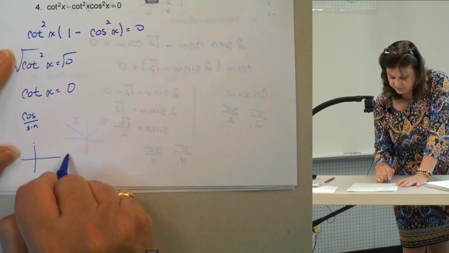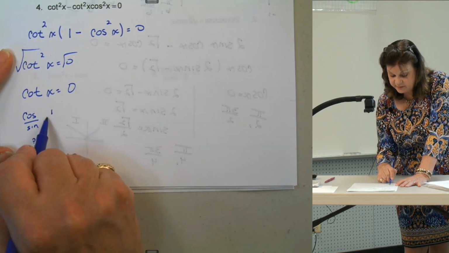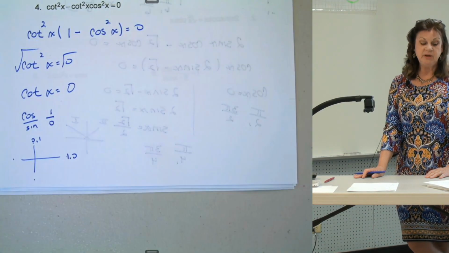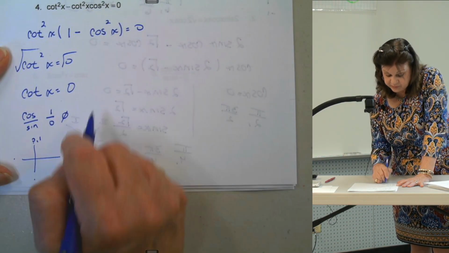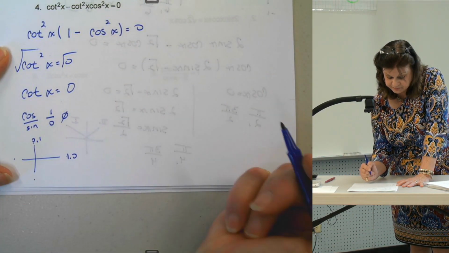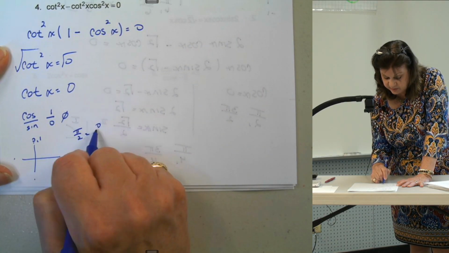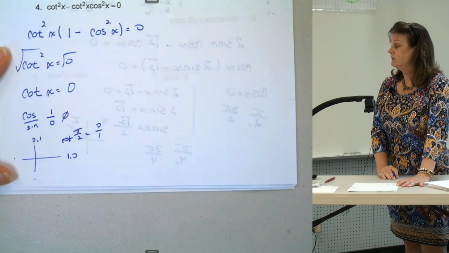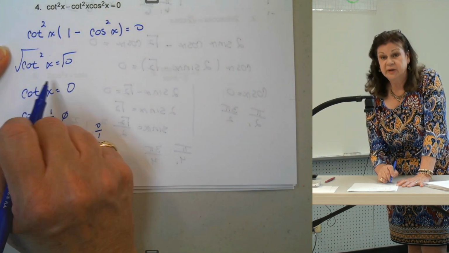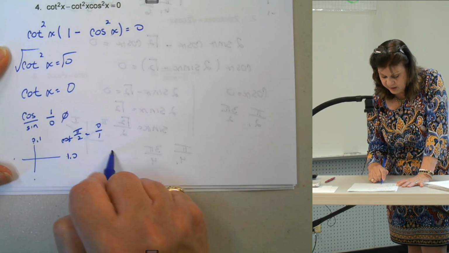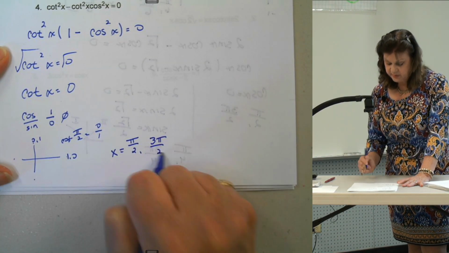So let's think this through. If it's at 0, then I have 1 divided by 0. Clearly, you can't divide by 0, so that will not work. If it's at pi over 2, then I have 0 over 1. And that does work. So I've got two answers for where cotangent squared x equals 0. I have x values of pi over 2 and 3 pi over 2.